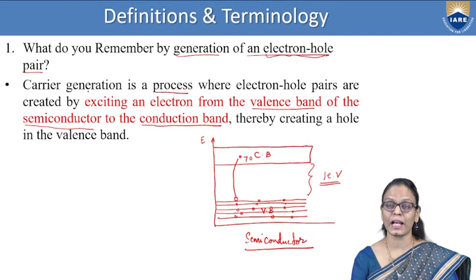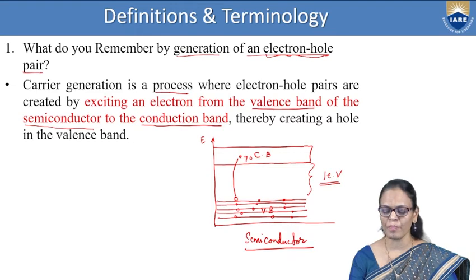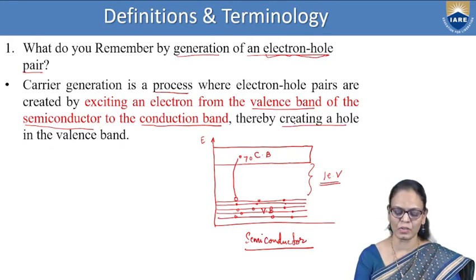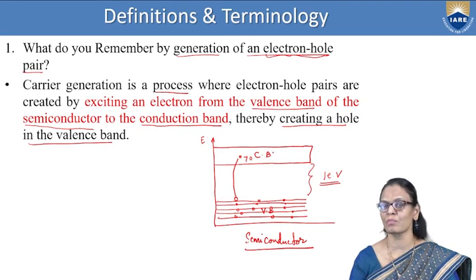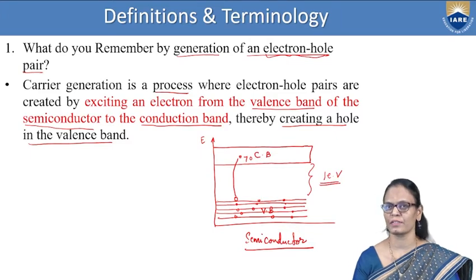So what we are seeing here, carrier generation, is a process where electron-hole pairs are generated by exciting electrons from the valence band to the conduction band. Here we are using temperature. We are increasing the temperature for excitation of electrons from the valence band to the conduction band. So what is happening? Creating a hole in the valence band. Whenever an electron moves from the valence band to the conduction band, a hole is generated here. This is how the electron-hole pairs are generated.